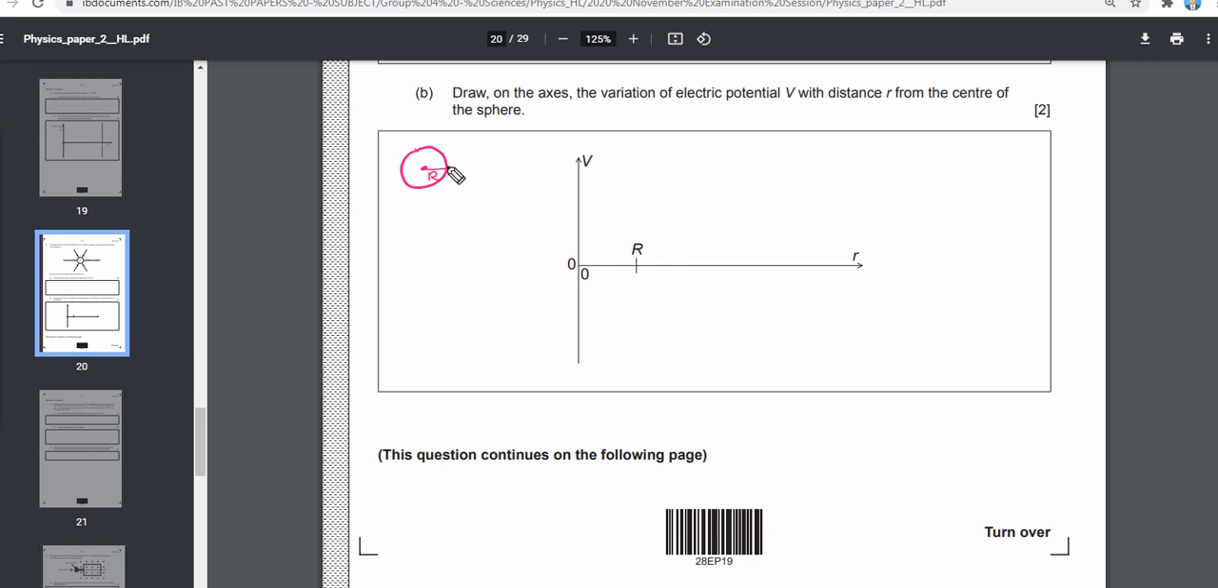So from the center to the surface there will be no decrease in the electric potential. So I'll draw a straight line from the center to the surface, because there will be no decrease in the electric potential. Now when the charge moves away from the surface, the electric potential will start to decrease, because it's KQ over R. So the curve will look like this. There you go. This is how the variation of the electric potential with the distance will look.